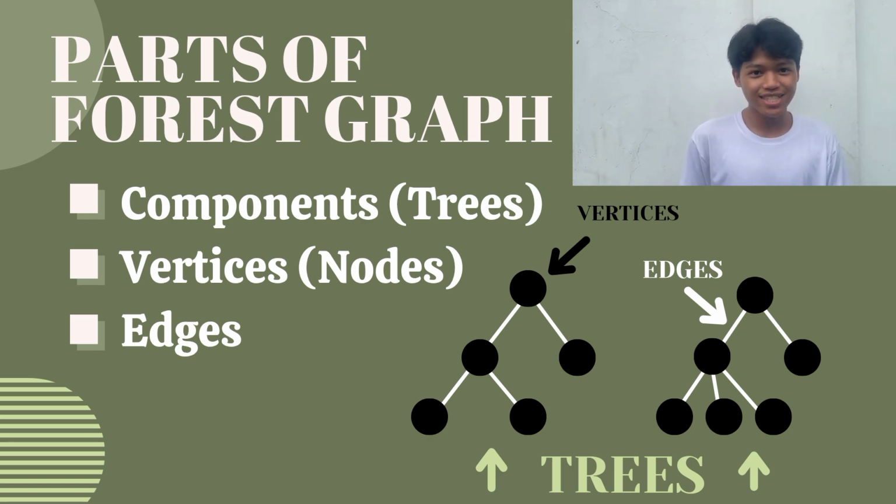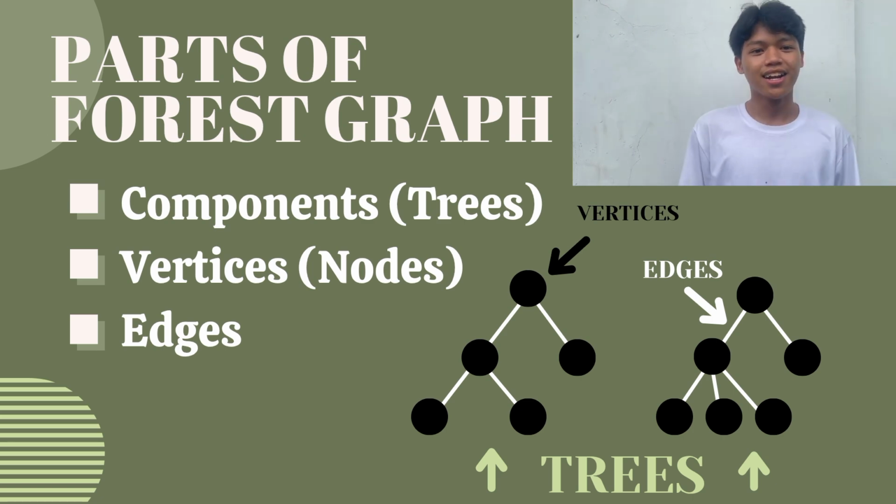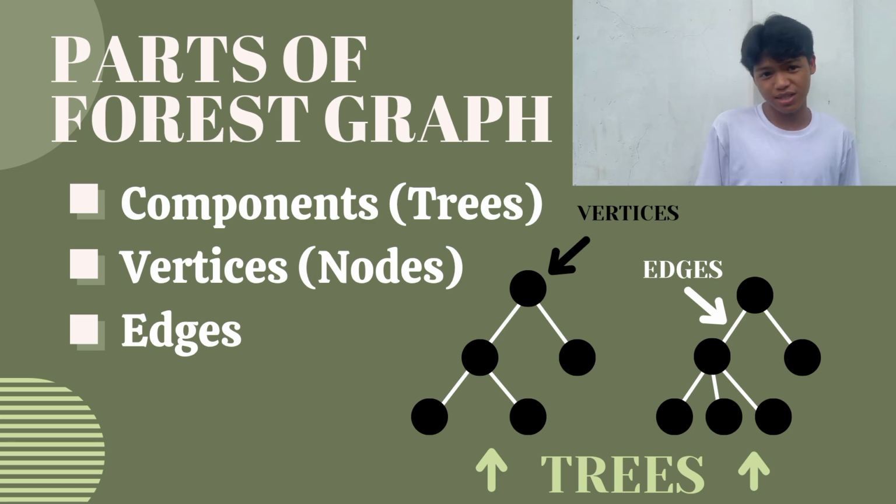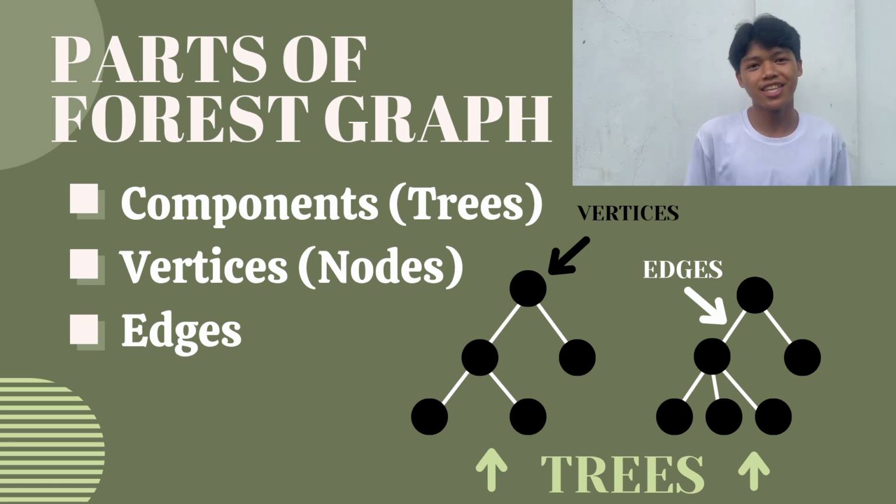Vertex, or nodes. These are the individual points or objects in the graph. Edges. These are the connections between vertices. The relationship in a forest between trees, vertices and edges will have the priority.